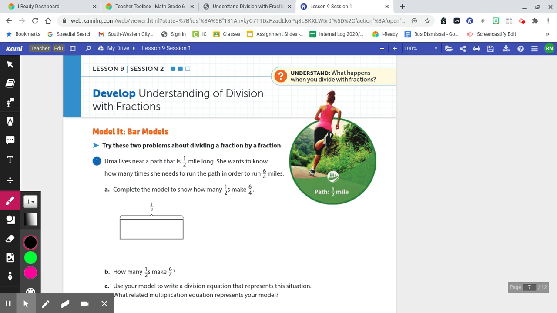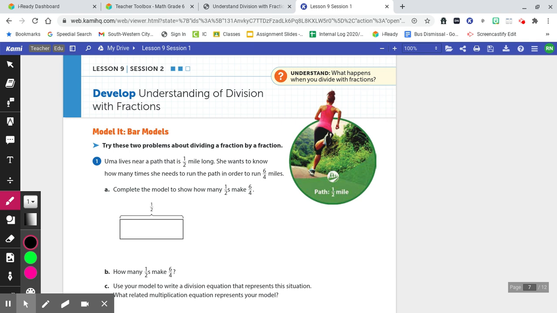So I want you to stop the video and see if you can make a model that shows this. First of all, I would think you might need to add on to this and not just use the 1/2 mark because we need to have 6/4. So stop the video and come back when you're done.